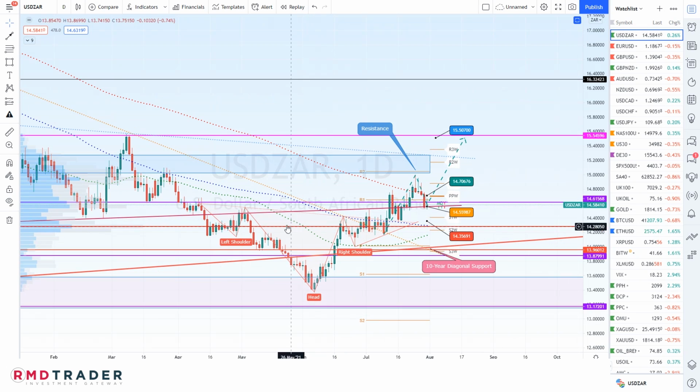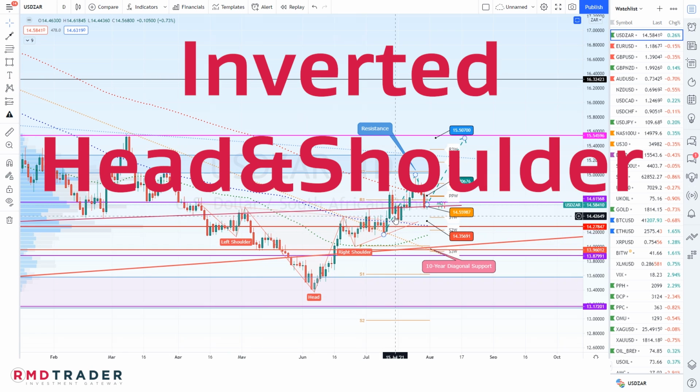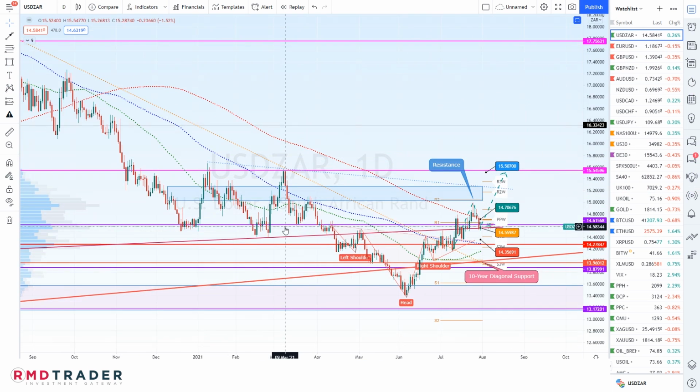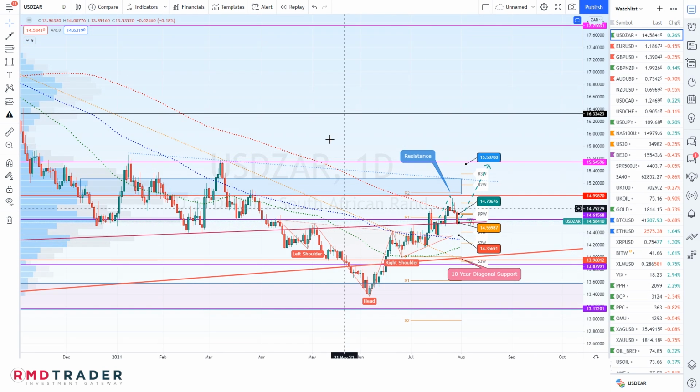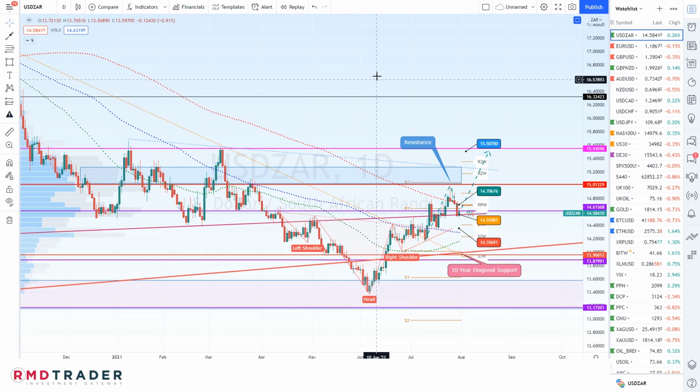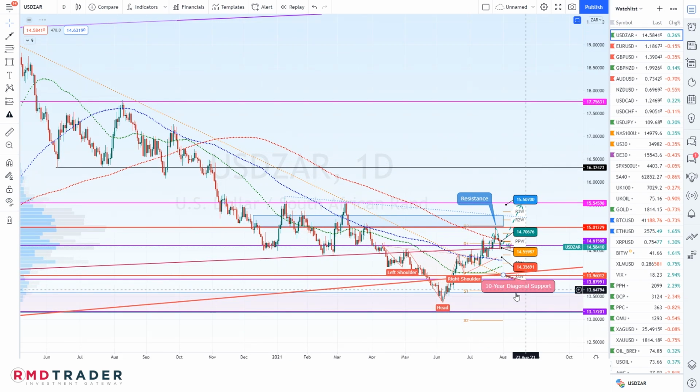Now, looking at the USDZAR, we have previously mentioned, if you've watched our videos, this inverted head and shoulders pattern, which, as you know, an inverted head and shoulders or a standard head and shoulders is typically a top or bottom pattern. Now, what I do have here is a 10-year diagonal support line.